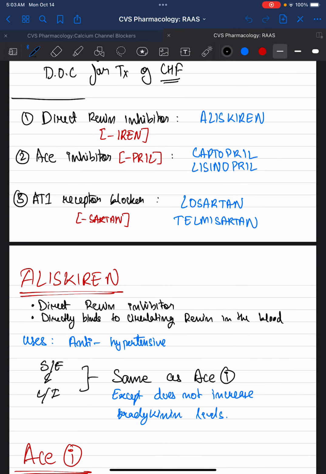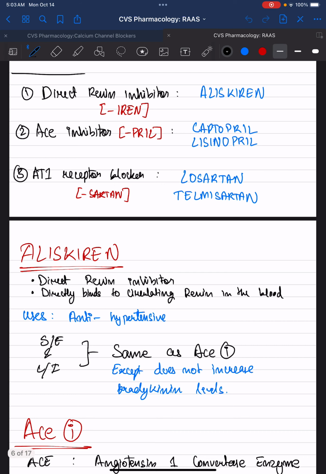Now let's see some examples. For direct inhibitor, as I said, there is aliskiren, and aliskiren is the only drug which is approved by the FDA as a direct renin inhibitor. In ACE inhibitors, you can say there's captopril and lisinopril, and for angiotensin receptor blockers there is losartan and telmisartan. We already discussed that.